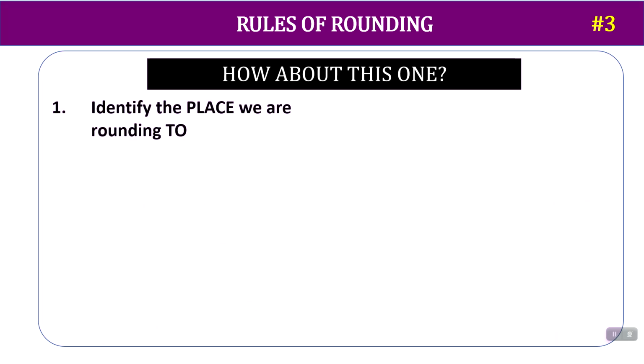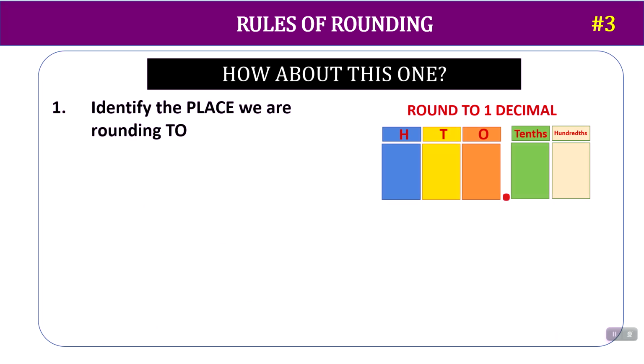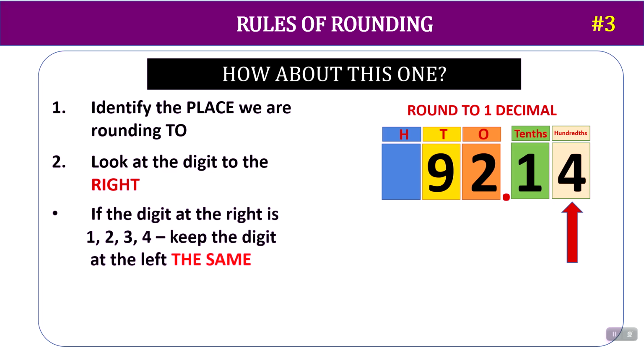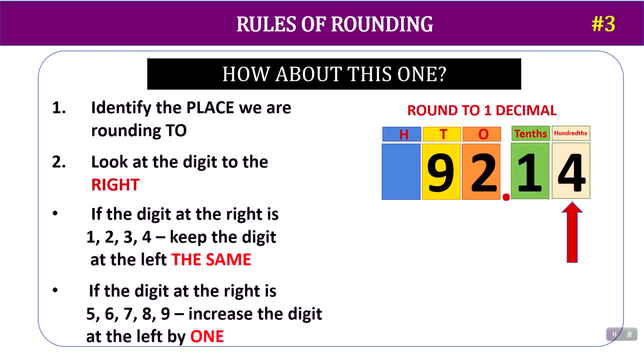How about this one? First step is to identify the place we're rounding to. And in this question, we are going to look at the number 92.14. To round to one decimal, we look at the digit in the 10th column, which is the first digit after the decimal point. And then we look at the digit to the right, which is a 4 in this case. And we check to see whether that digit is 1, 2, 3, or 4. If it is, we will keep the digit at the left the same. If it's 5, 6, 7, 8, or 9, we will increase the digit to the left by 1.